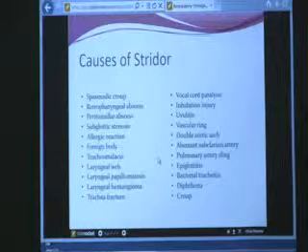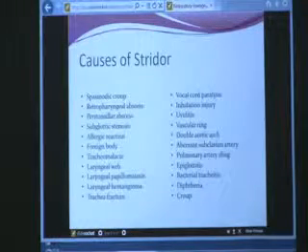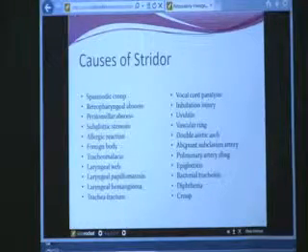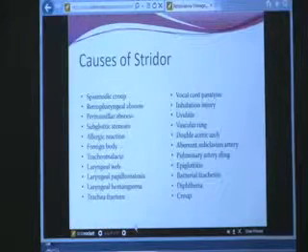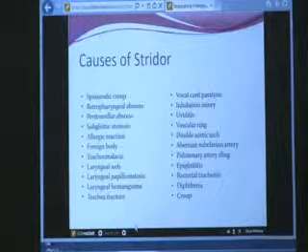These are just some more examples of causes of stridor. You can see there's a long, long list of them. Not something for you guys to really worry about, but just something to throw out there.